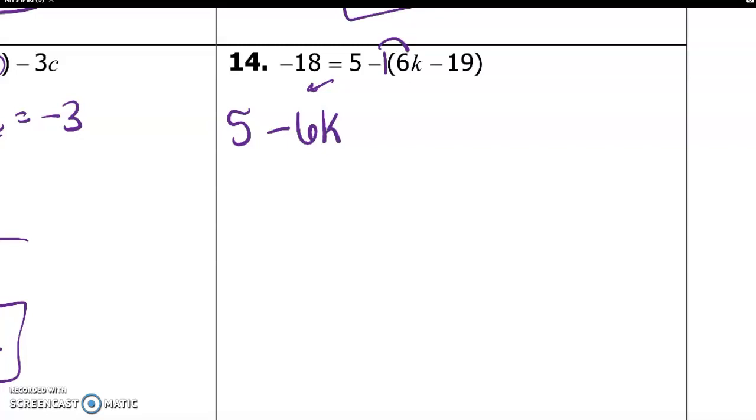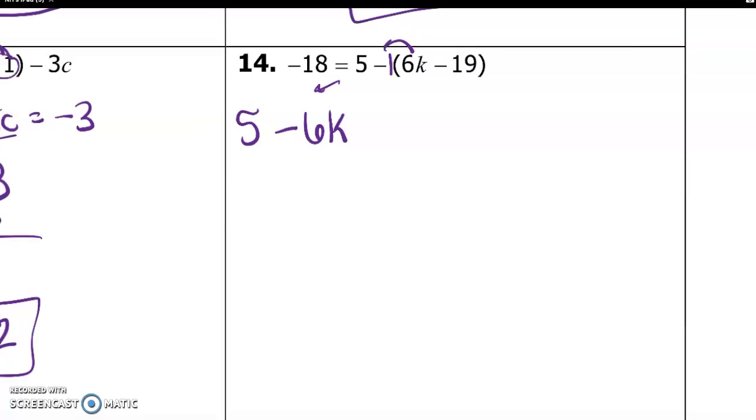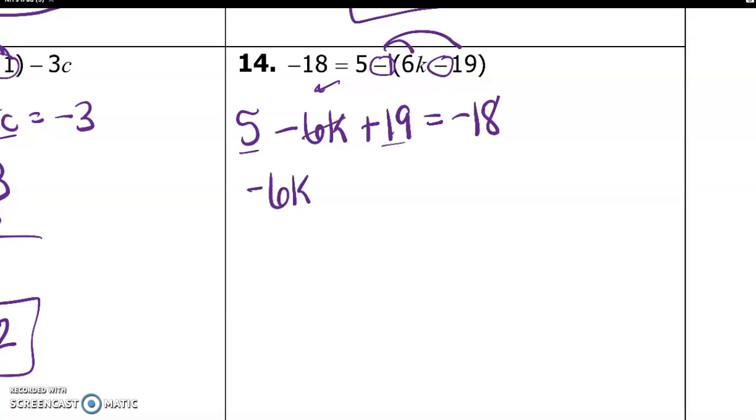A negative 1 times a positive 6k would give you a negative 6k. So minus 6k. And then you have a negative 1 and a negative 19. So plus 19 equals negative 18. So that 5 has to stay out in front, and then you multiply through by a negative 1. So I'm going to bring my negative 6k out in front. 5 plus 19 gives me plus 24 equals negative 18.